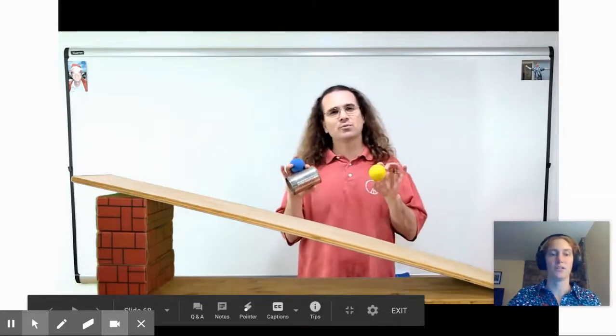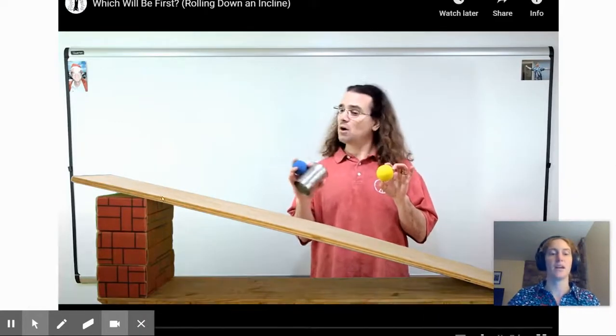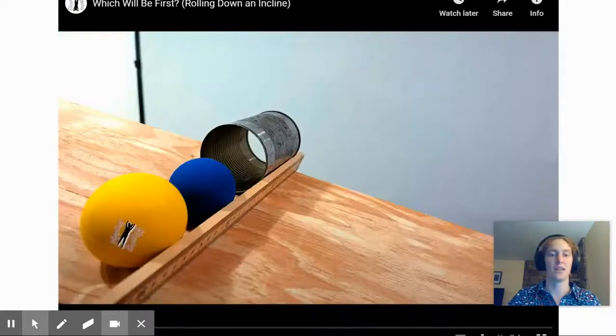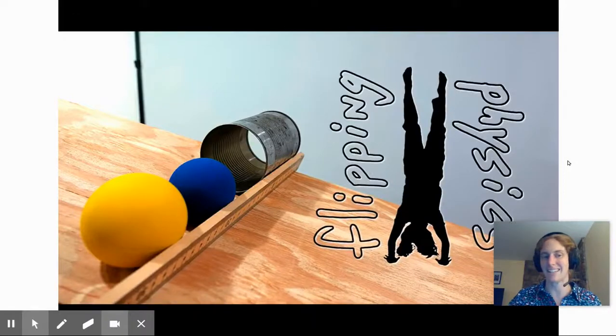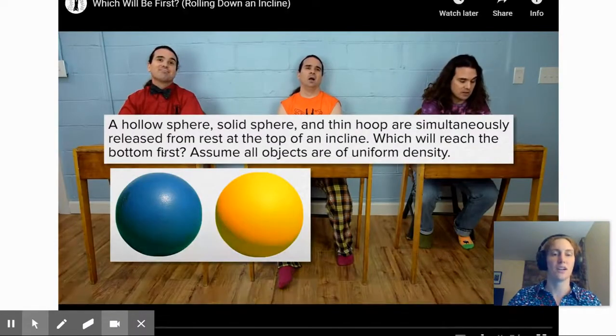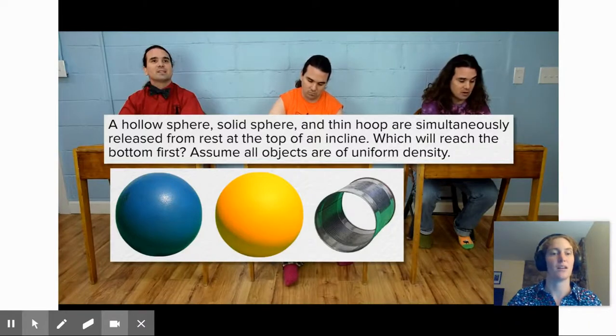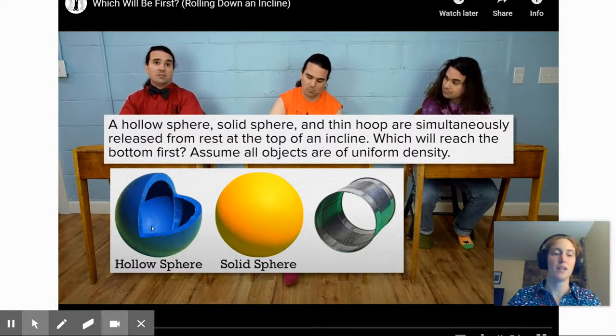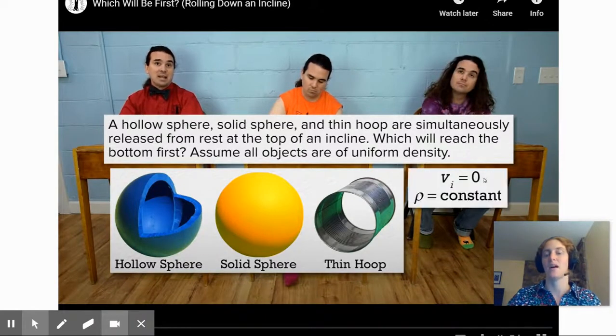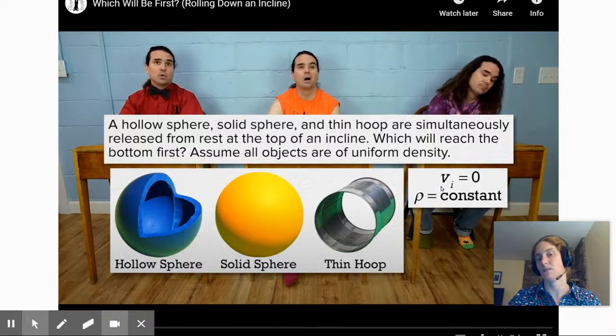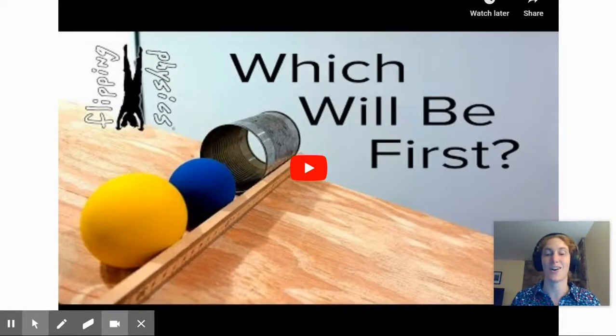So what we're going to do is we are going to have these objects go down the hill. This is the Flippin Physics guy. So a hollow sphere, solid sphere, and thin hoop are simultaneously released from rest at the top of an incline. Which will reach the bottom first? Assume all objects are of uniform density. So the blue ball is a hollow sphere, the yellow one is a solid sphere, and there is a thin hoop. All of them start from rest, so their initial velocity is 0, and all their densities are equal. So you're going to end up having like the same mass.